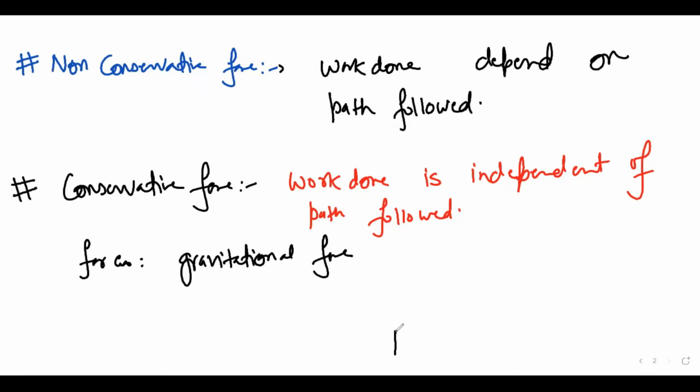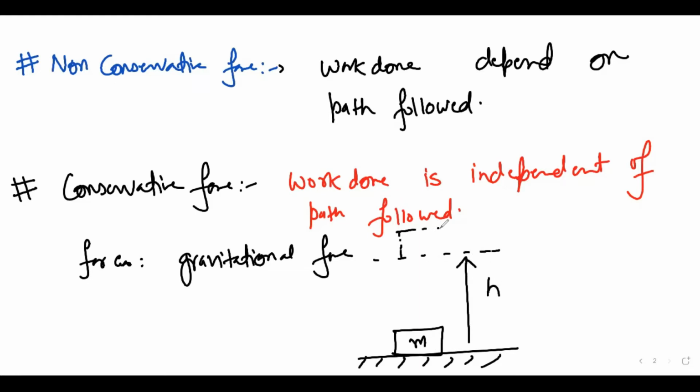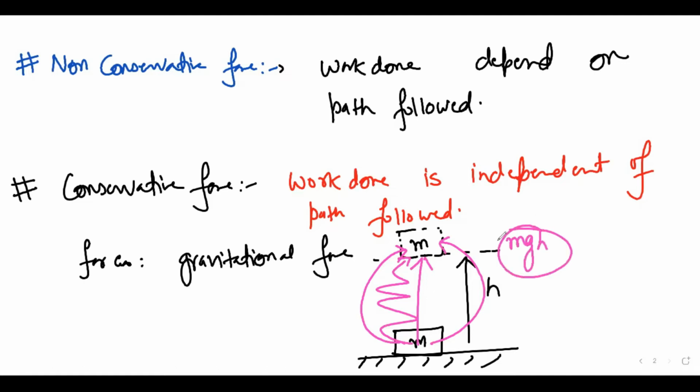See, friends, there is a block of mass m. Let us suppose this is on the ground level, and we have to lift this block through height h. It doesn't matter how you shift it there. Either you shift directly, or in this path, or in zigzag manner, whatever your path, the work done will be the same. That will be mgh. That's the definition of conservative force.